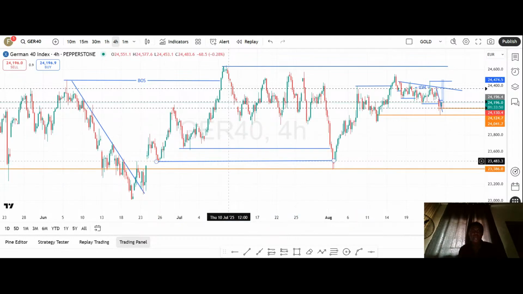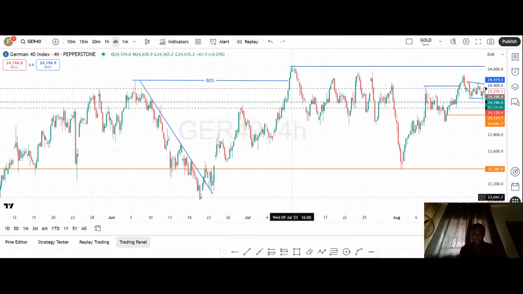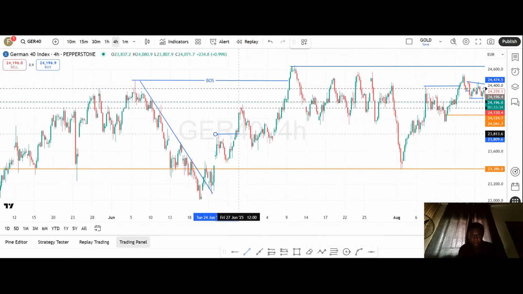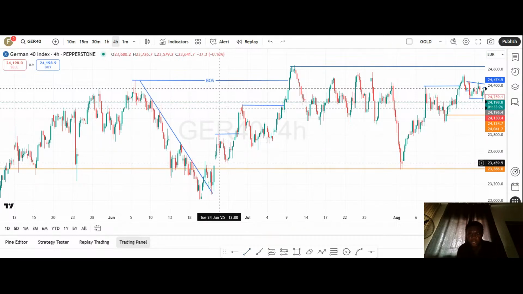So now, let me show you internal break of structure. I want to show you guys. So now this break of structure. Here is a break of structure, and here is another break of structure. This is what we call internal BOS. All these internal BOS are lows.